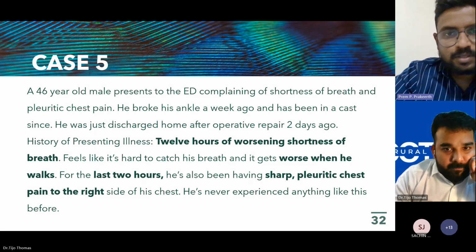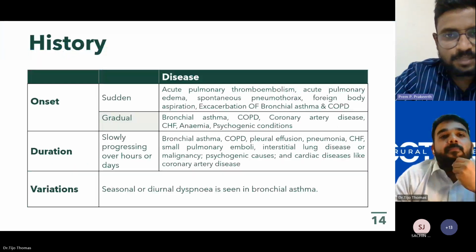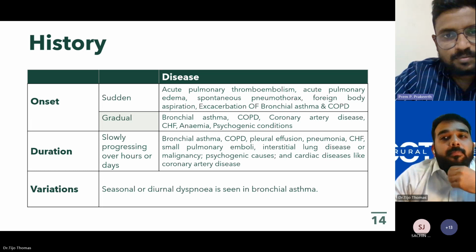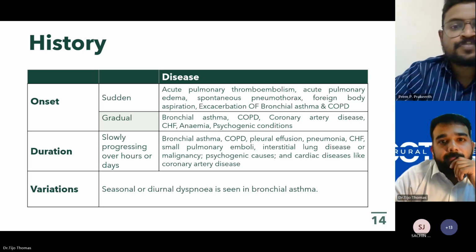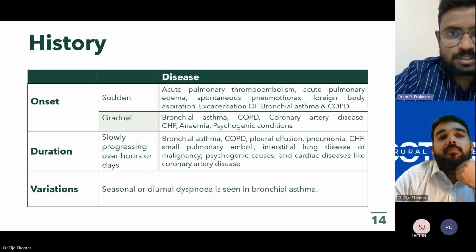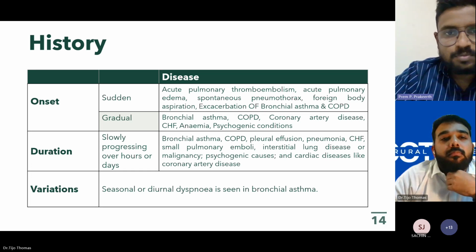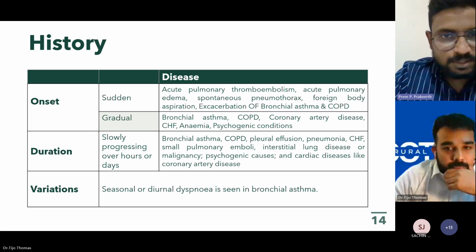So acute onset severe breathlessness, we have some DDs. Most commonly, acute exacerbation of COPD or acute exacerbation of bronchial asthma, tension pneumothorax, acute pulmonary edema, acute pulmonary embolism, foreign body aspiration. So these are the DDs for an acute severe breathlessness.